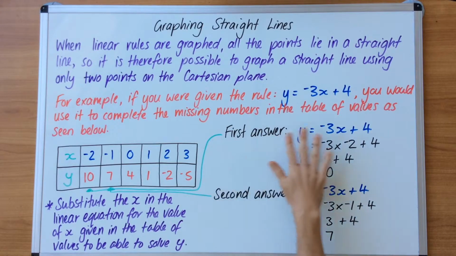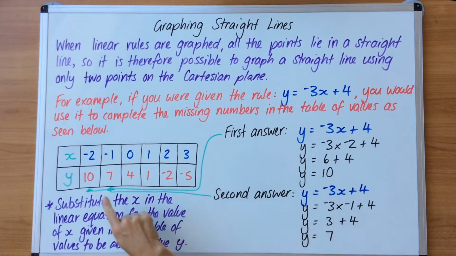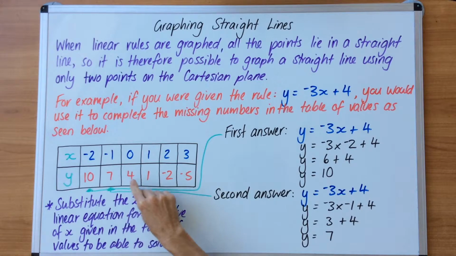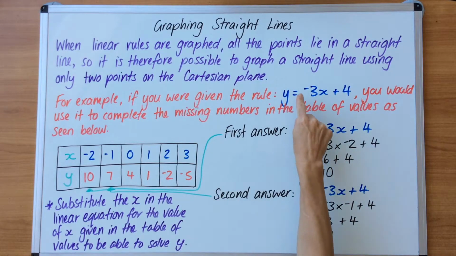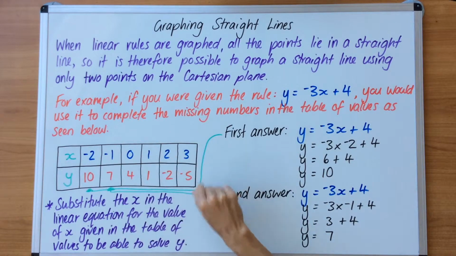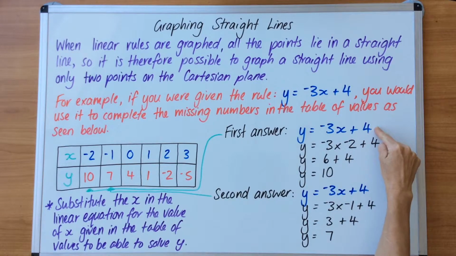So I've got 2 examples here for you. The first answer of 10 and the second answer of 7, because normally this would be empty and you would then answer that by using this rule and this value of x. So first of all, you write the rule, which I've done here in blue, and it says y equals negative 3x plus 4. So all you simply do is substitute and then you go through the order of operations.